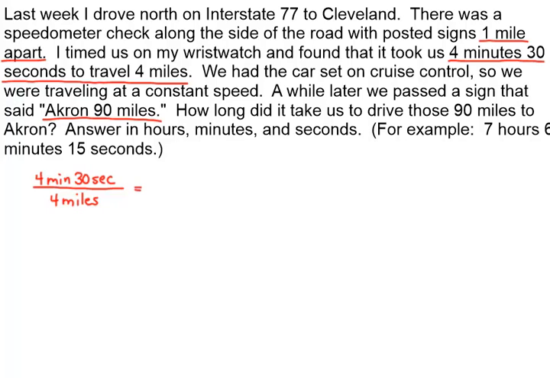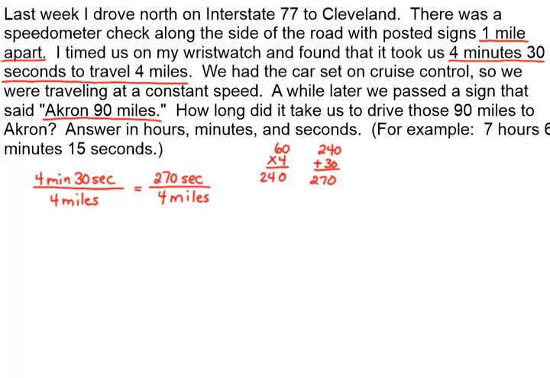So to change everything to seconds, I basically say, hey, there's 60 seconds in a minute. So I take 60 times 4, that's 240. And then I got to add my 30, so that's 270. So 240 plus 30 equals 270. So it took us 270 seconds to go 4 miles. Okay.